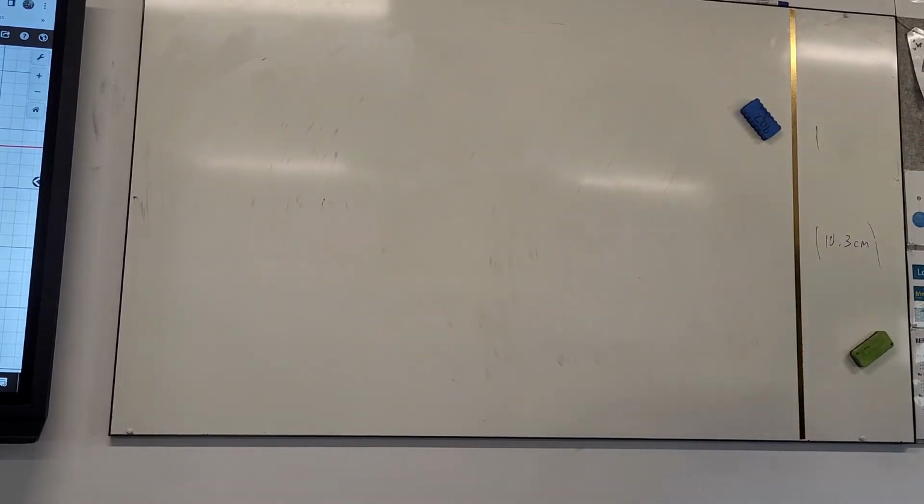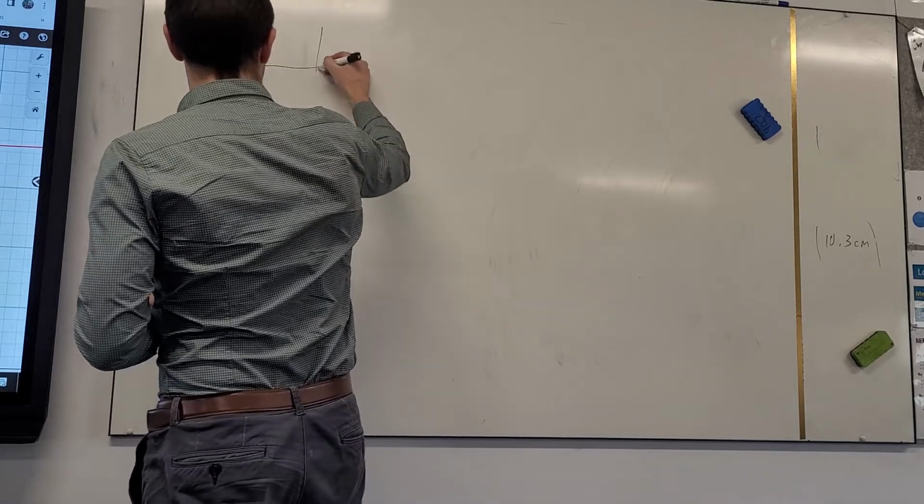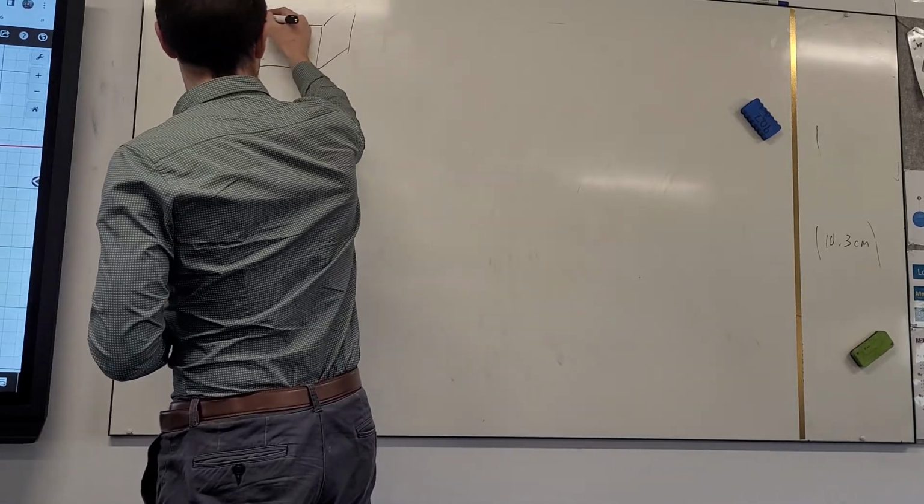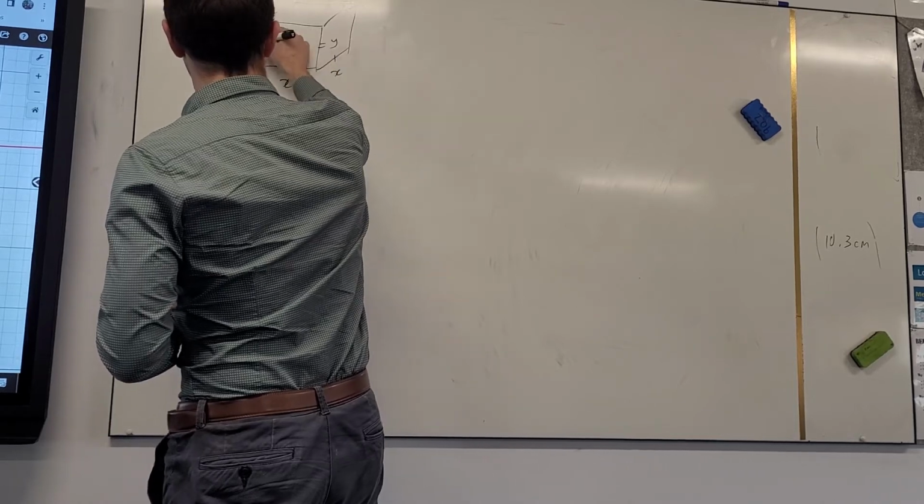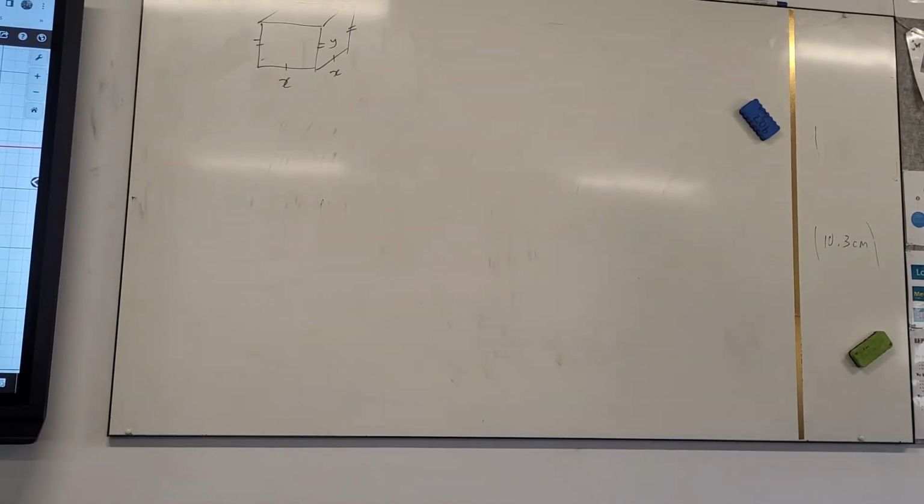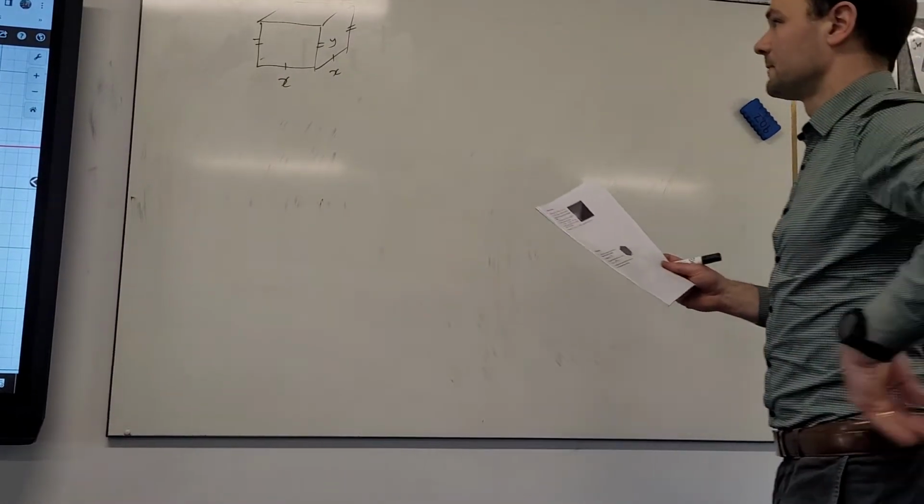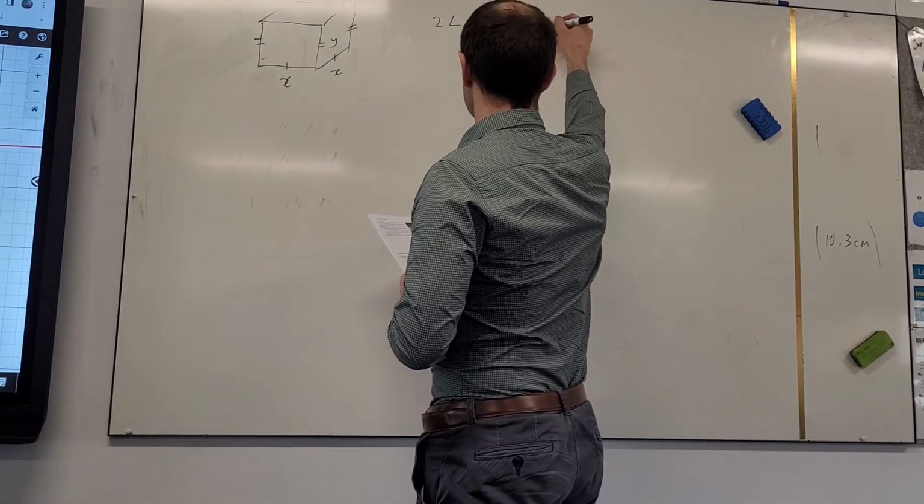Alright, optimization. We've got a 2-litre box. Let's sketch it up. X, X, Y. And it does not have a lid. It has a volume of 2 litres, and 2 litres is 2,000 centimetres cubed.